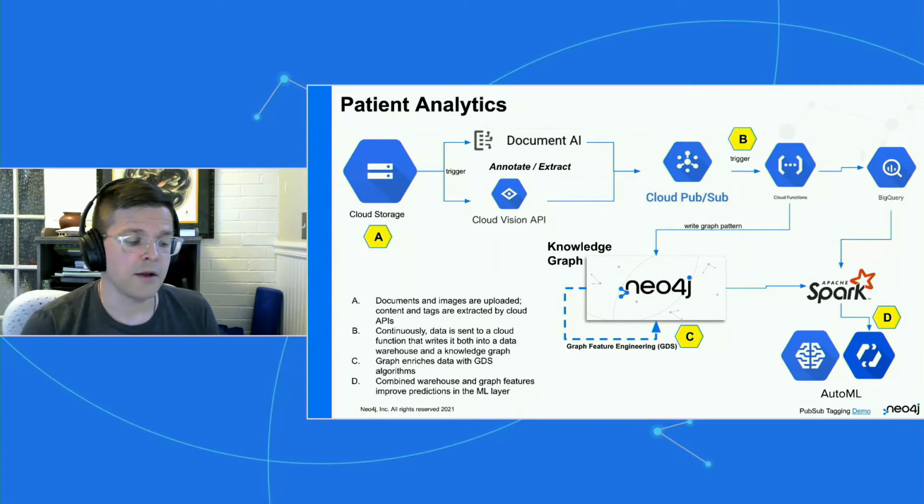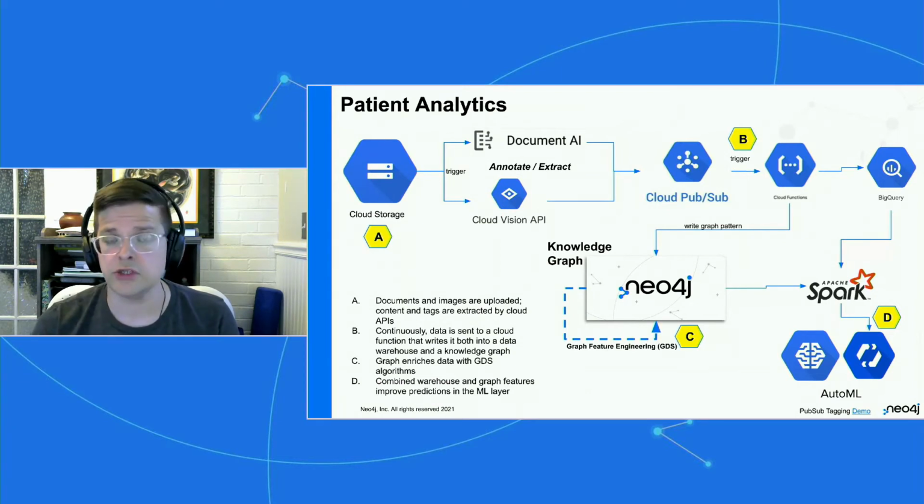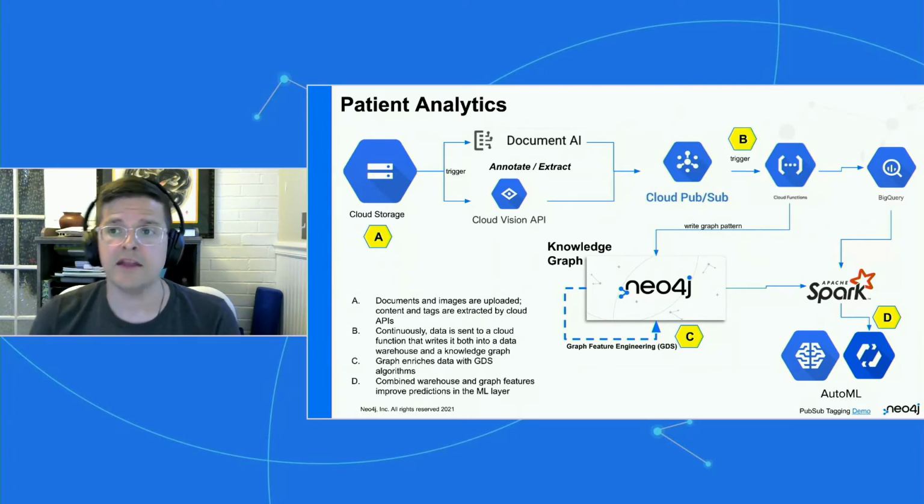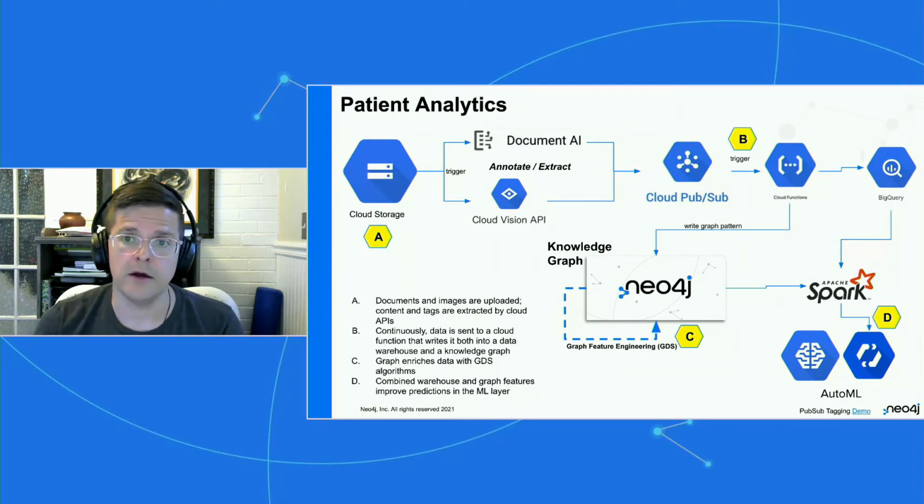So every cloud has some variant of an API that you can use to do OCR, for example, or that you can use to do entity resolution and draw out from text mentions of names, locations, and times, and so forth. So that metadata can then be put onto a message queue, in this case, Cloud Pub/Sub, and that can trigger a cloud function. The cloud function is a little bit of code that can write the data to both BigQuery and to Neo4j at the same time.